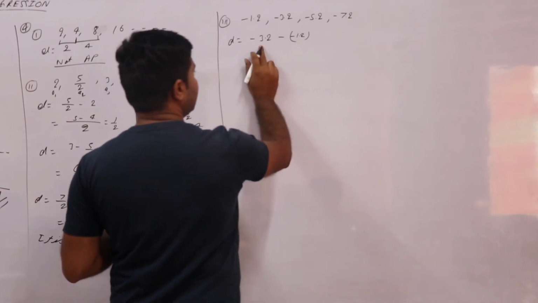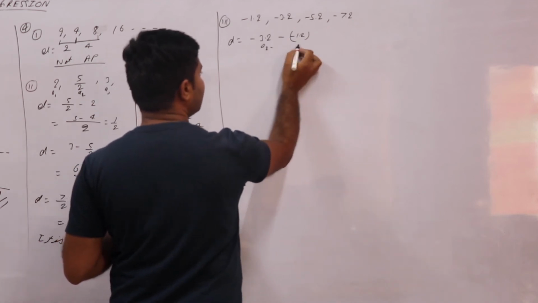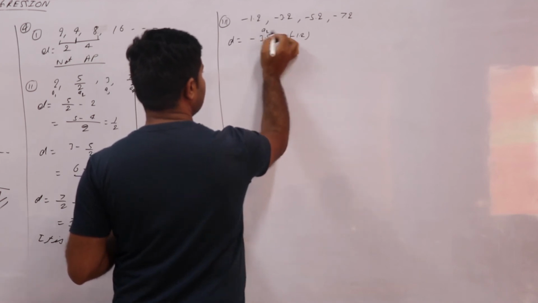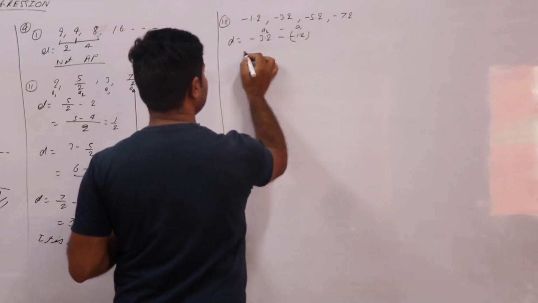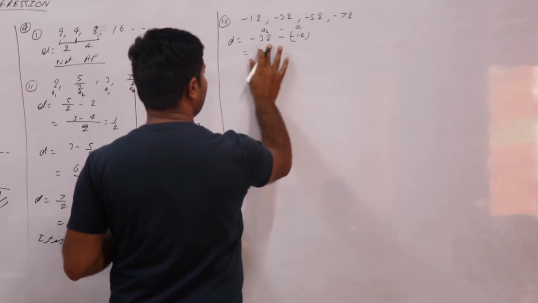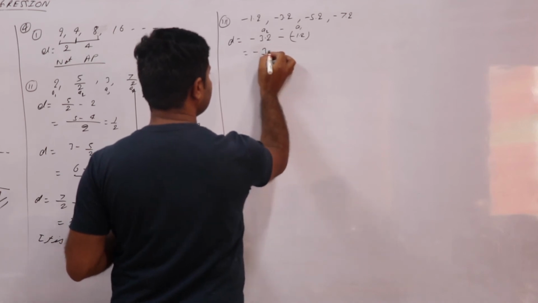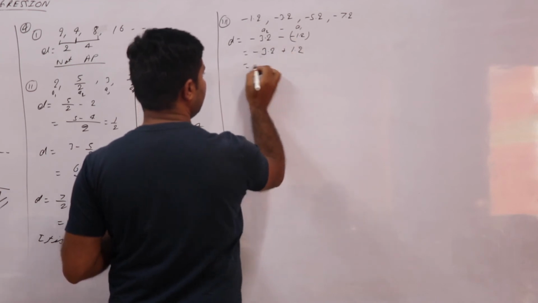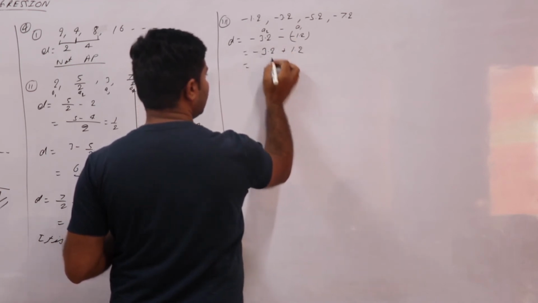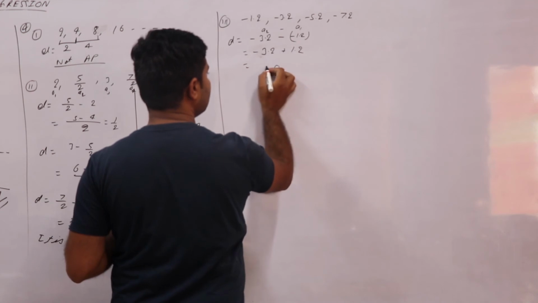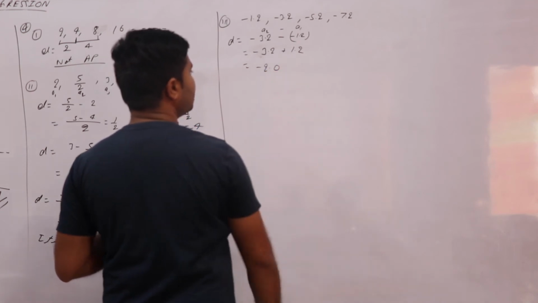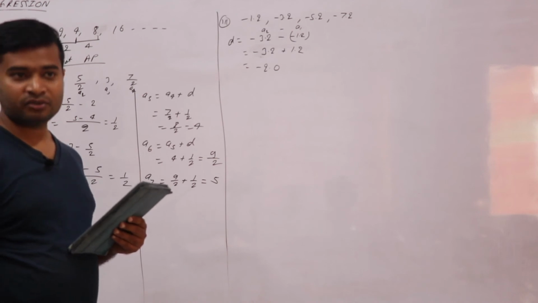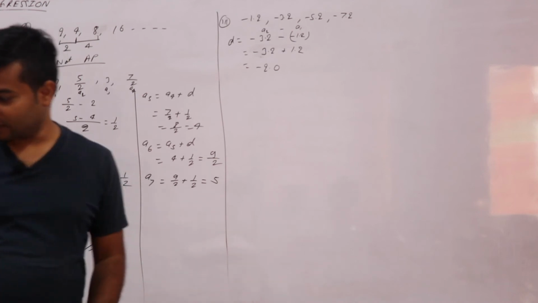See here, A2 minus A1, right? So minus 3.2 plus 1.2. Minus into minus is plus. So subtract now: 2 minus 2 is 0, 3 minus 1 is 2. That answer will be minus 2. The answer we are getting is minus 2.